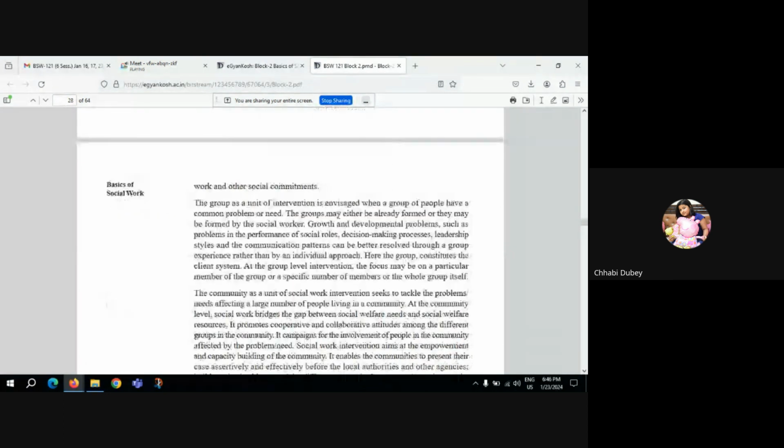Now, a group as a unit of intervention is generally envisaged when a group of people have a common problem or a need. For example, you may have a group of alcoholics, or persons who are suffering from alcoholism. Very often it's a very typical group which is used for clinical counseling sessions, also known as the AA group at times. Many of you may be aware of this. Does anybody know the AA group? Has anybody worked with the AA group before or heard of the AA group?